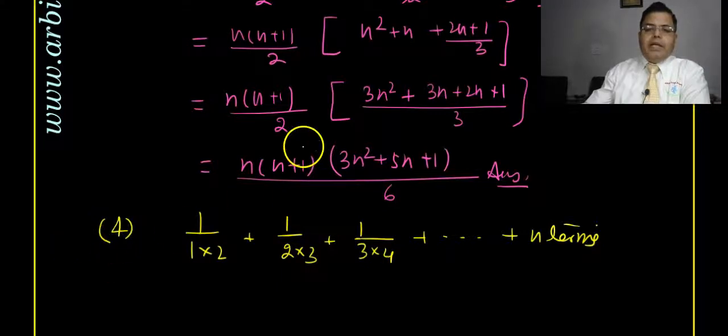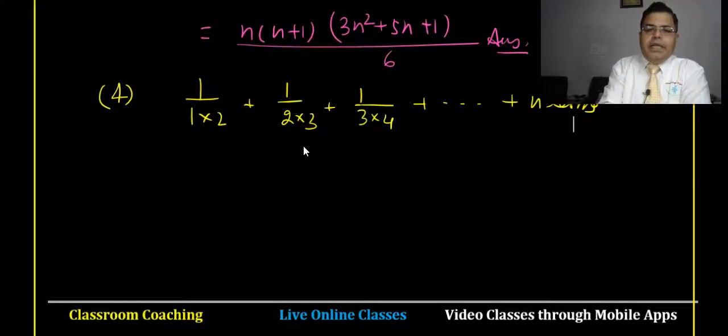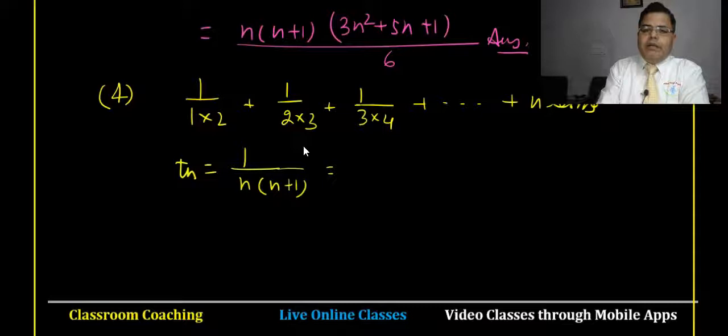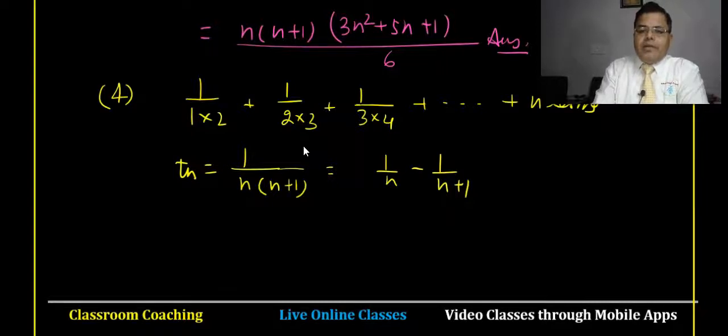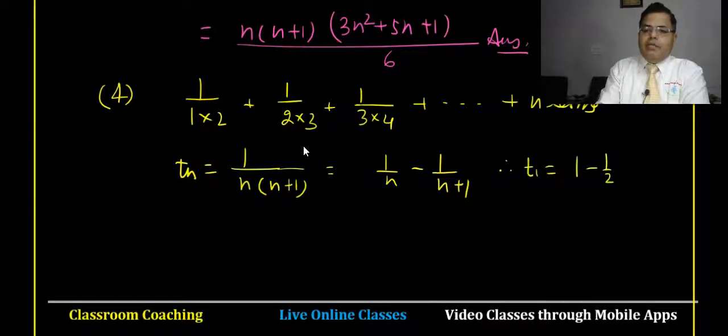So can we write it like this? Here the nth term: the first term starts with 1, the second term starts with 2. So here tn can be written as 1 upon n into (n plus 1). Can I write it like this, 1 upon n minus 1 upon (n plus 1)? I can write it using this. And now if I put t1, then t1 can be written as 1 minus 1 by 2, t2 can be written as 1 by 2 minus 1 by 3, etc.